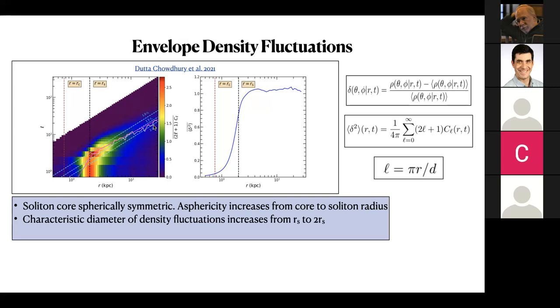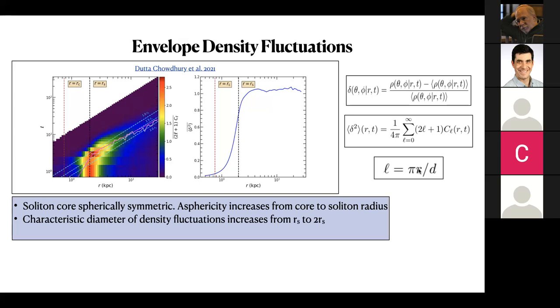So then we can also try to convert the angular wave number to a physical size. There's a relation between the angular wave number and the physical size of the fluctuation. So if d is the diameter of the fluctuations, then that is related to the angular wave number by this relation, where r is the radius of the sphere over which we are looking at these fluctuations.